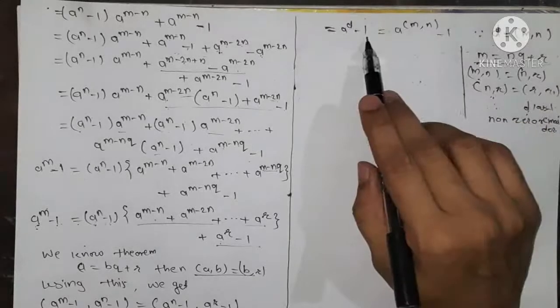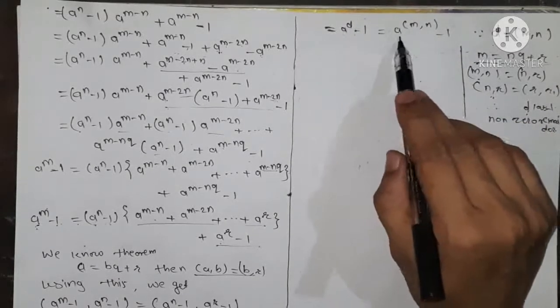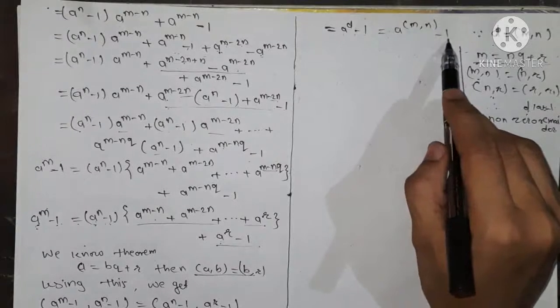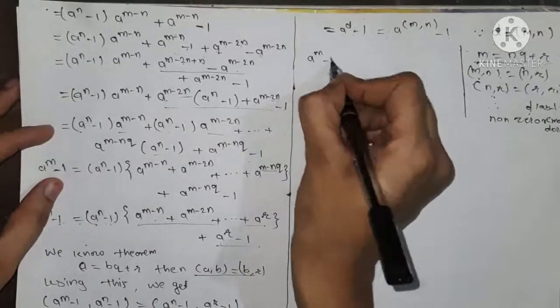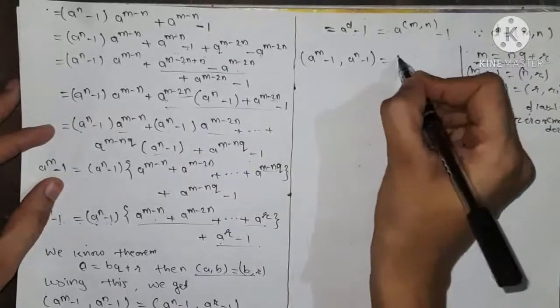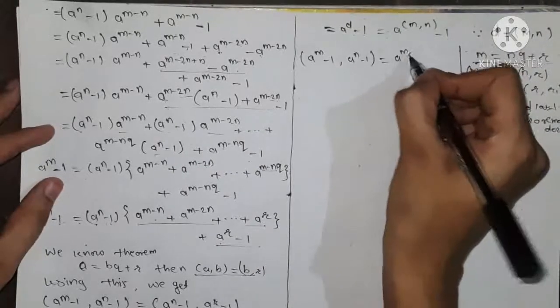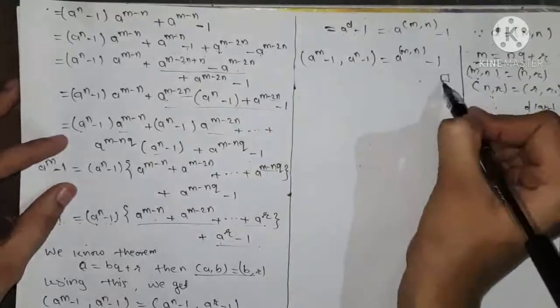We continue this process, then we get that a to the power d minus 1 is equal to a to the power GCD of m comma n minus 1. Hence, we have that GCD of a to the power m minus 1 comma a to the power n minus 1 is equal to a to the power GCD of m comma n minus 1, and hence the proof.